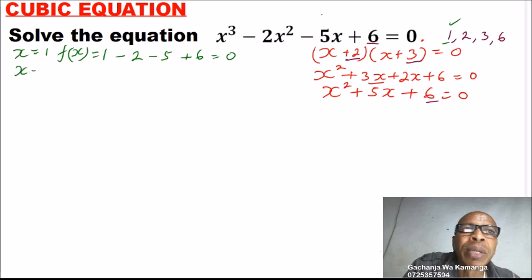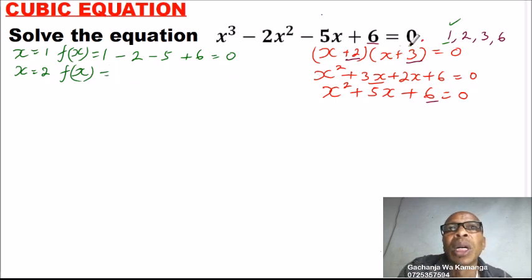So we come to x is equal to 2. Our function f(x) is equal to 2 cubed, which is 8, minus 2 squared, which is 4, times 2, that will be minus 8. Then 2 times 5 is minus 10, and plus 6. So 8 minus 8 is 0, minus 10 plus 6 gives minus 4. So you find that 2 does not satisfy the equation.